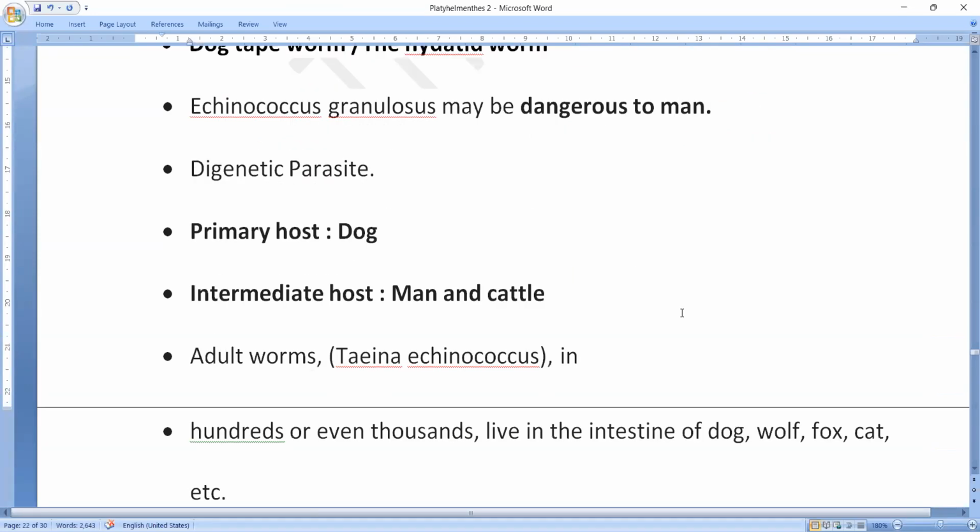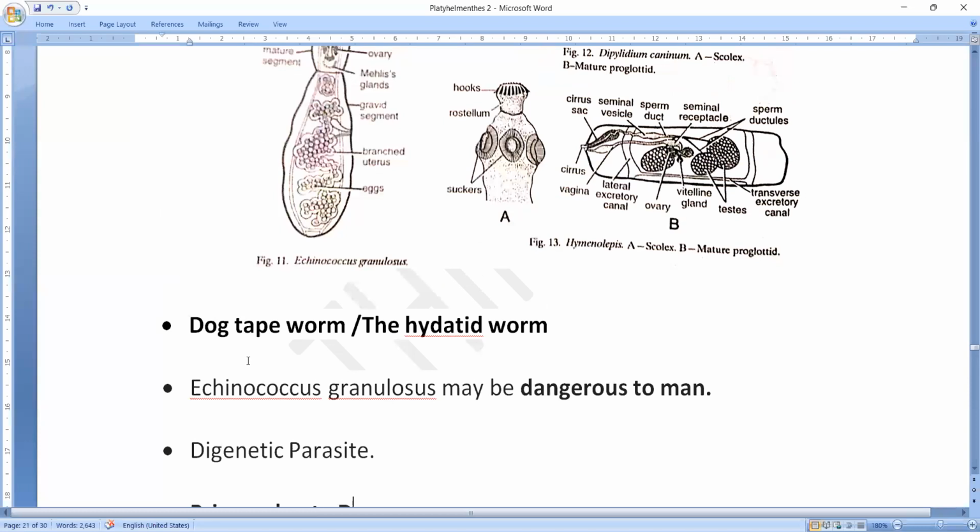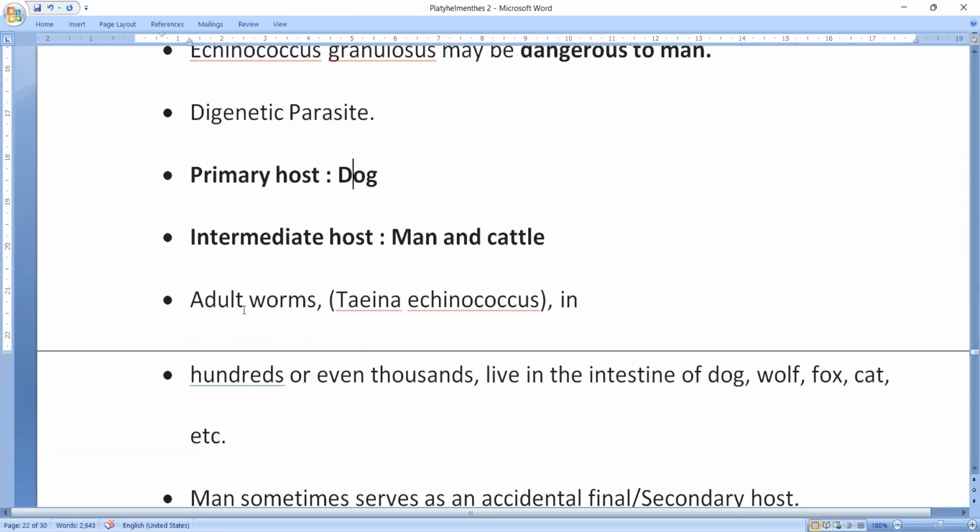It rarely occurs. So it is a digestive parasite. Primary host is dog. So that's why the Echinococcus granulosus is also known as dog tapeworm. And the intermediate host is maybe man or maybe cattle like goat, sheep, cow, buffalo, etc.